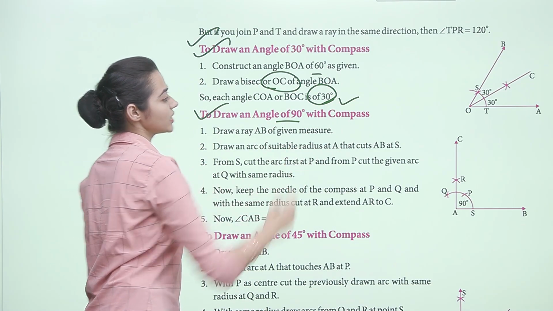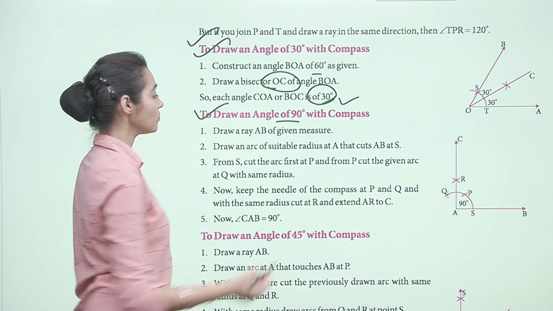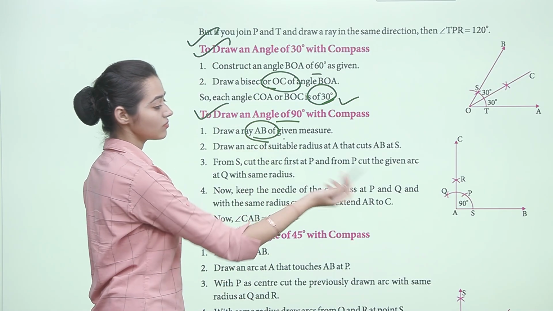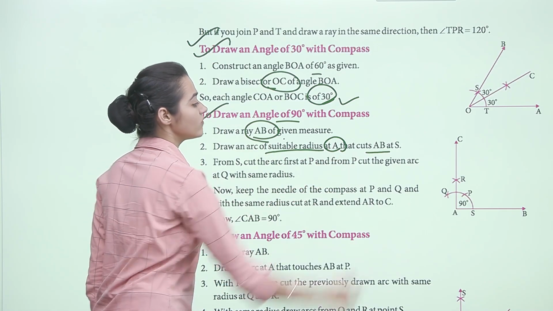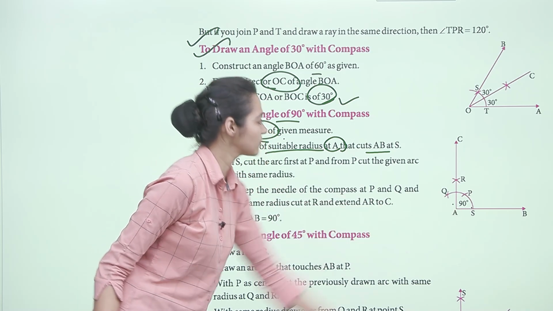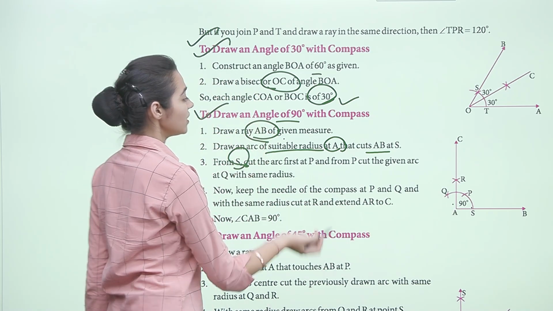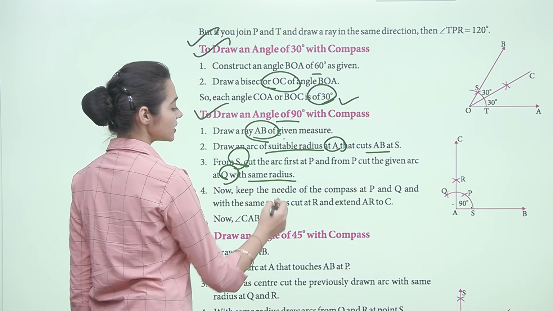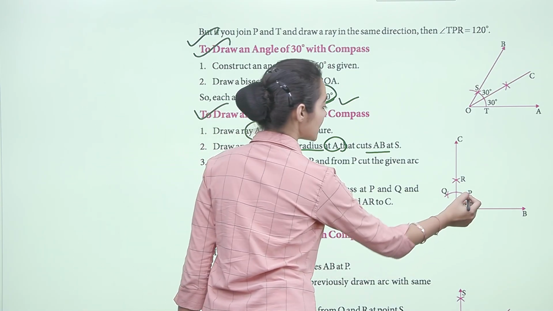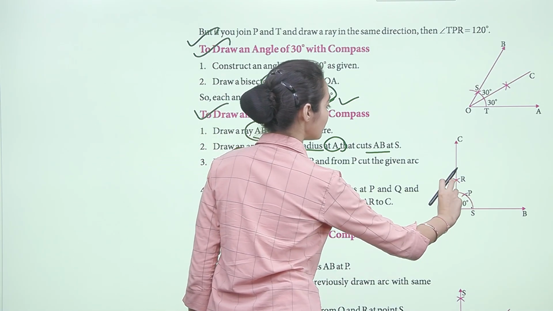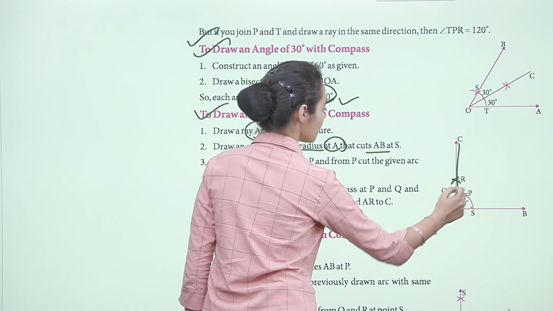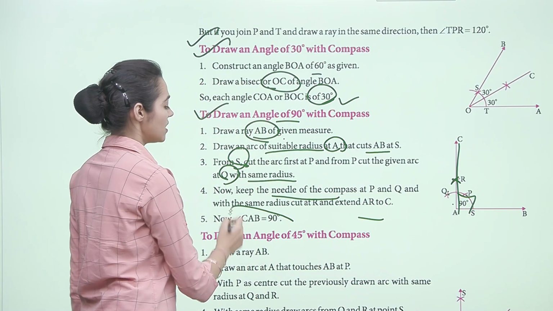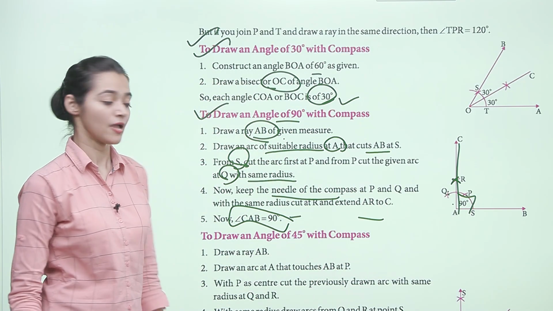To draw an angle of 90 degrees with a compass, what we will do? We will draw a given ray AB. After that, we will draw an arc with a suitable radius from A which cuts AB at point S. Now from S, we will put one arc at P and Q with the same radius. Then we will keep the needle of the compass at P and Q, and after that we will draw an arc, and this is our perpendicular bisector, and the angle formed is 90 degrees.